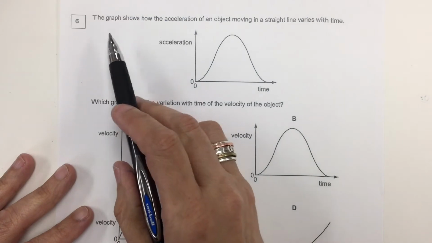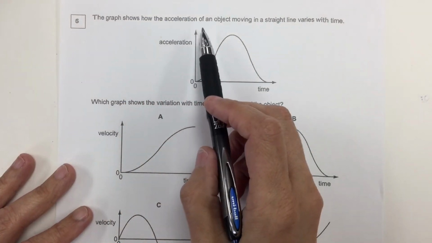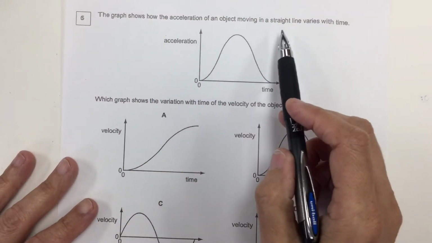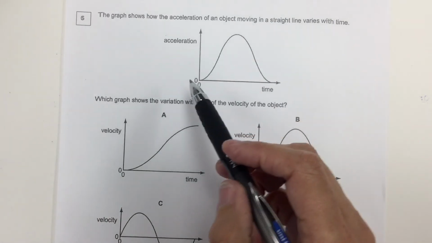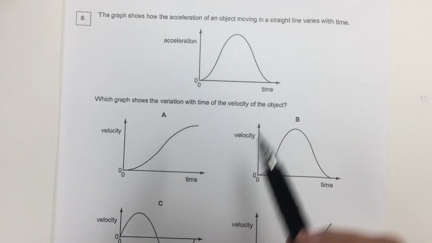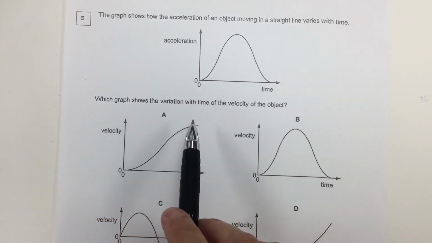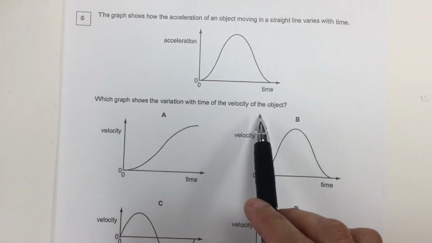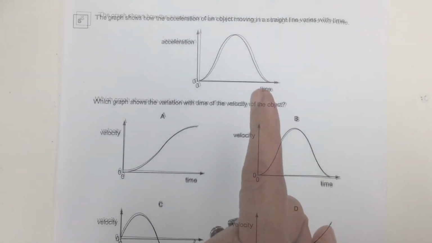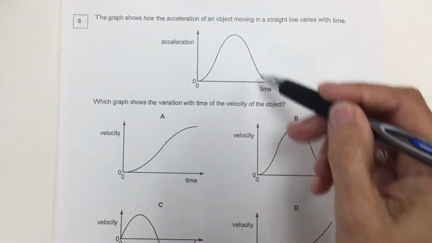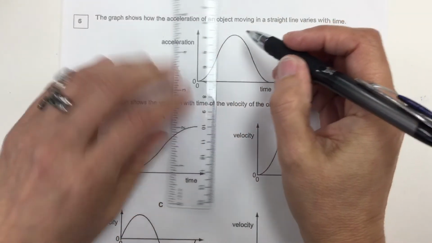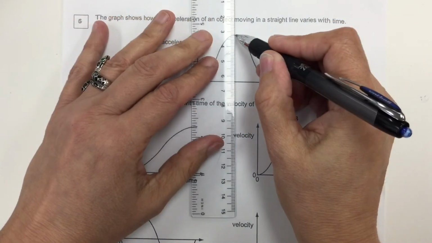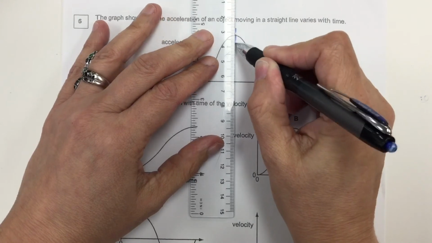Question 6. The graph shows how the acceleration of an object moving in a straight line varies with time. So here we have a bell shape. Which graph shows the variation with time of the velocity of the object? This original graph here is kind of symmetrical, so let's divide it into two sections.